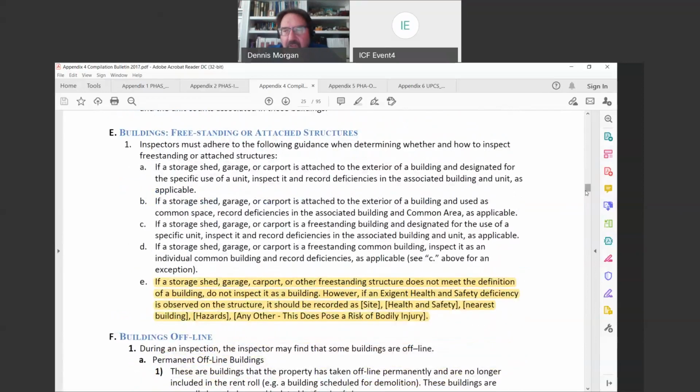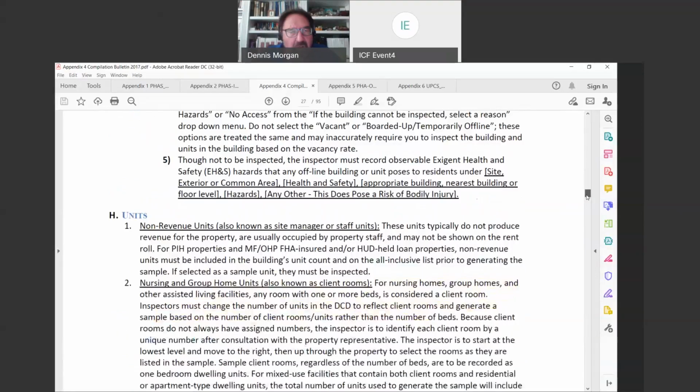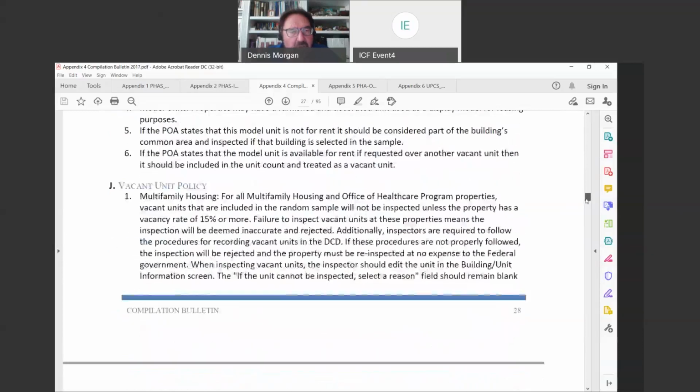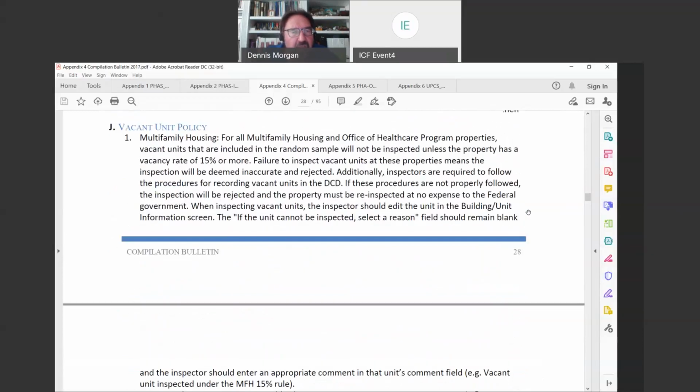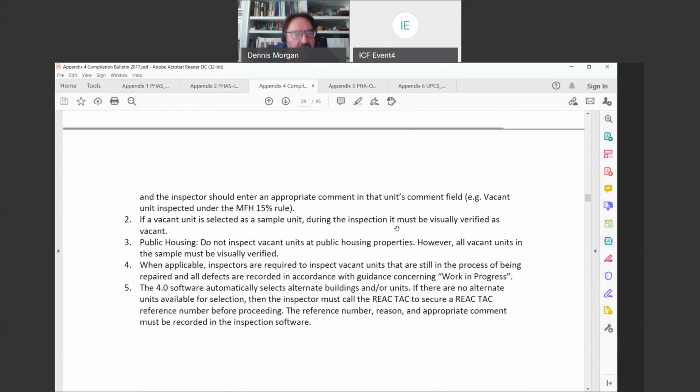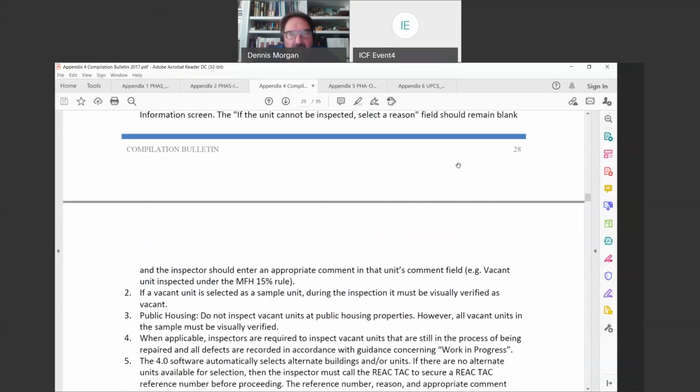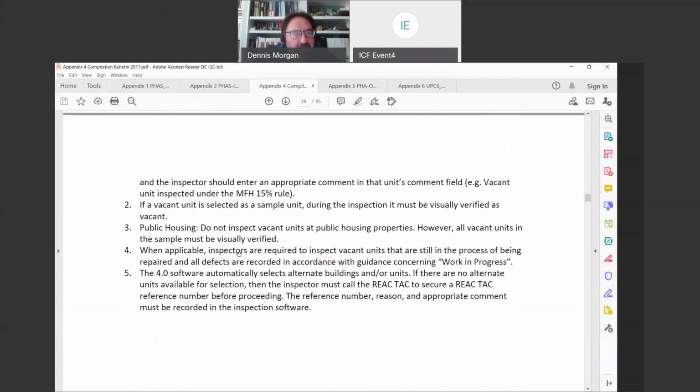I want to take you over to some other changes in this protocol. So for vacant units, he should not be inspecting vacant units in public housing. This is over on page 29. So he should not be inspecting vacant units. However, he will validate that the unit is vacant.